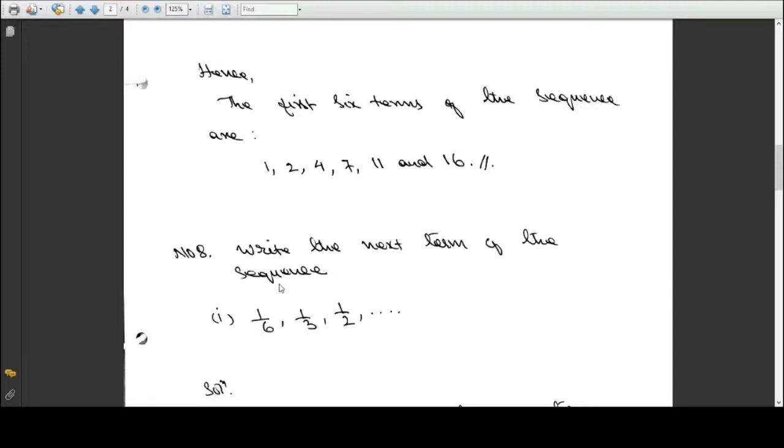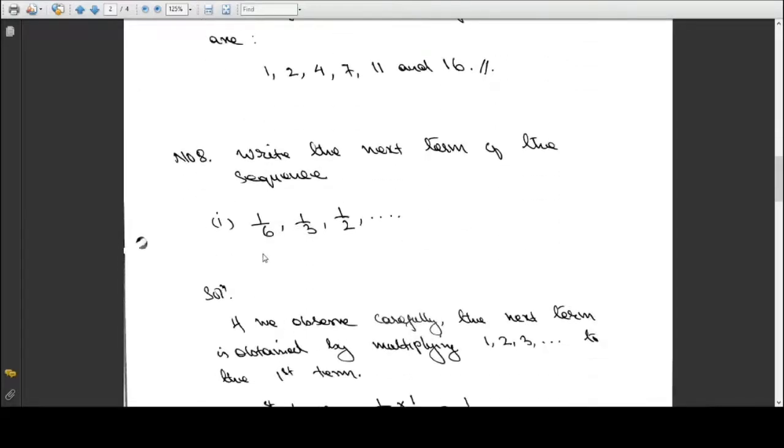Simply look at the given sequence and try to analyze it and find out by which properties, by which rule these terms have been arranged. How do we get the first term, 1 by 6, and by which rule do you get the second term to be 1 by 3? You have to observe carefully these given terms and try to find the next term of the sequence.